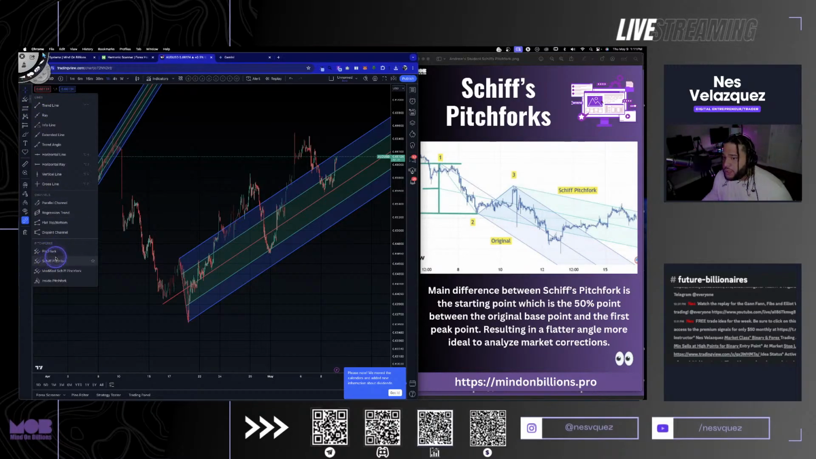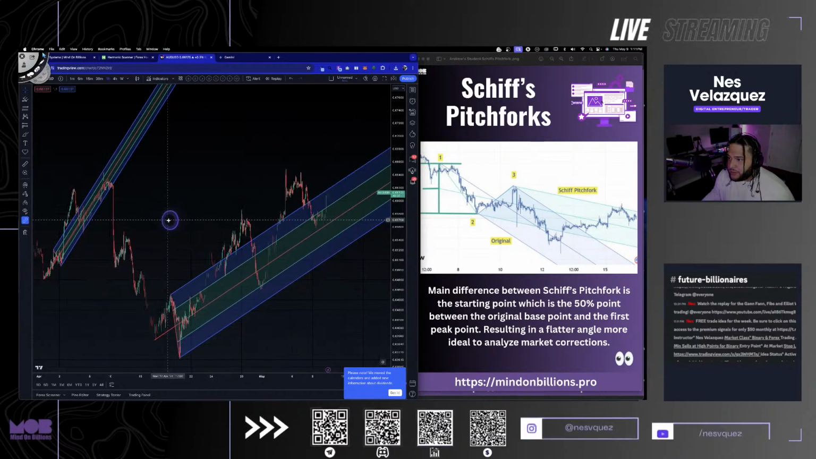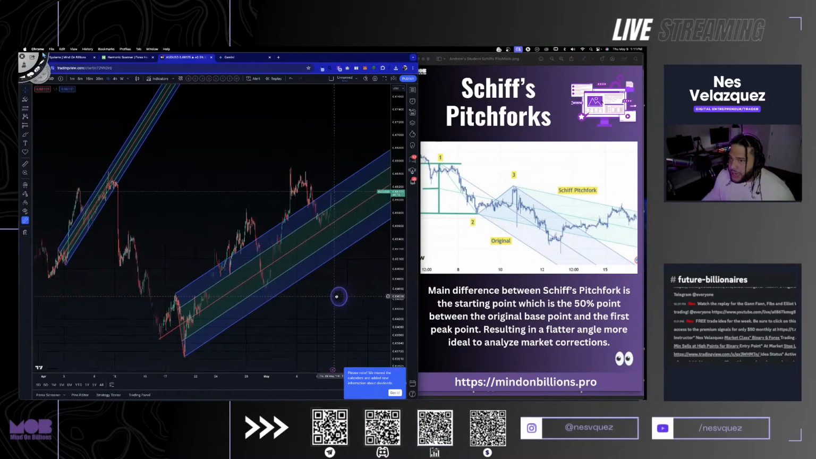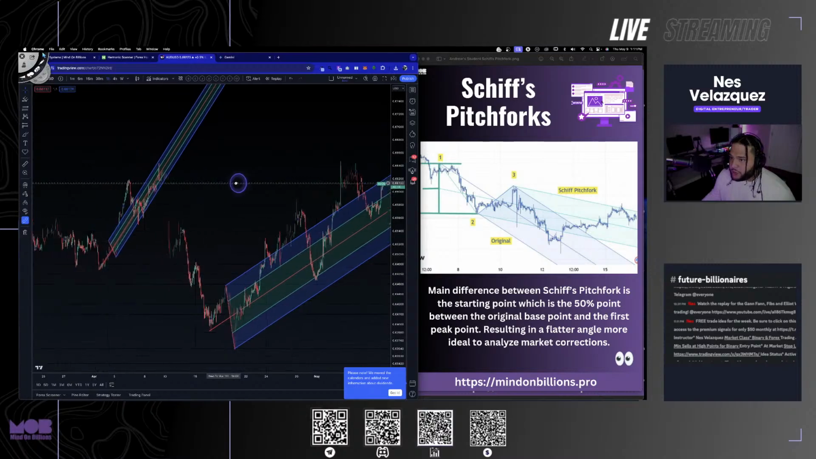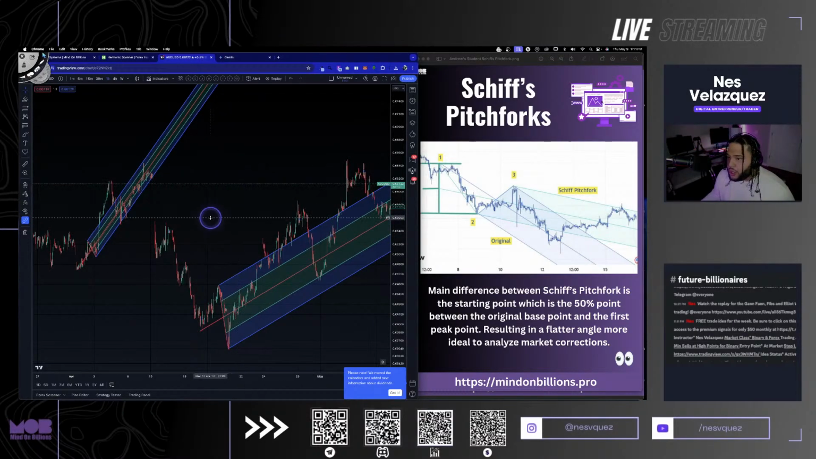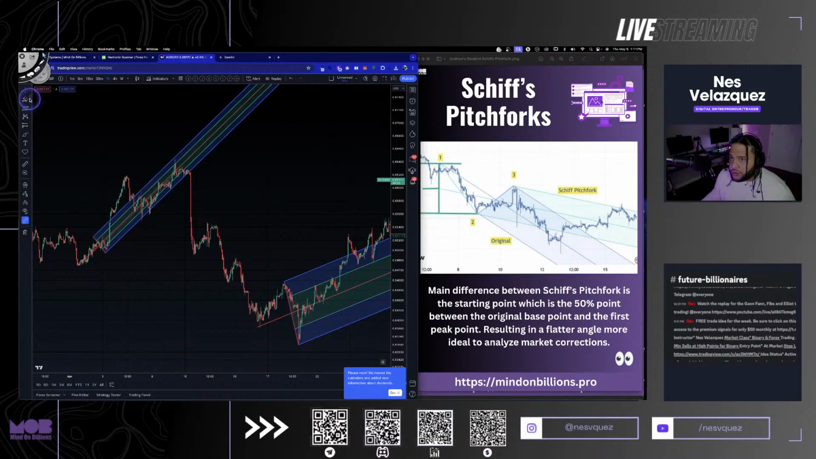All right. If you look at this, the Andrews pitchfork has a straight handle, whereas the shift pitchfork has kind of a flat-to-the-floor angle. So the shift pitchfork is flatter than the original, and there are modifications of the shift pitchfork as well. You can use this in a downtrend, you can use this in an uptrend, and you'll be good to go. Let's use the shift pitchfork again.